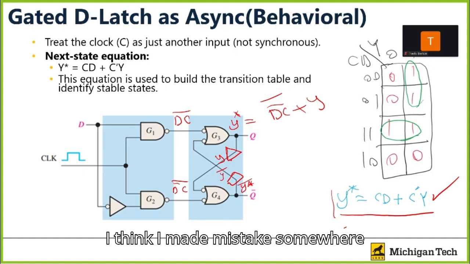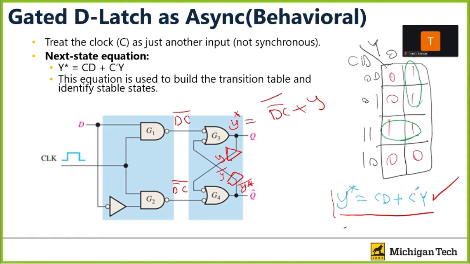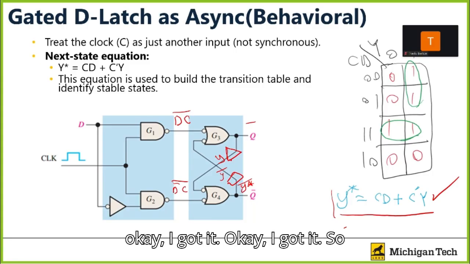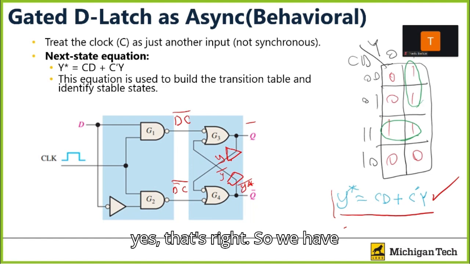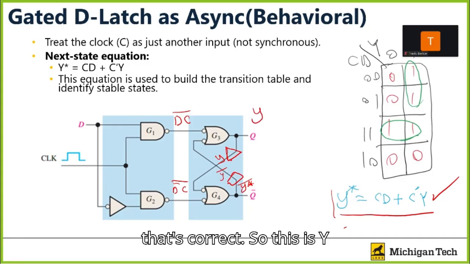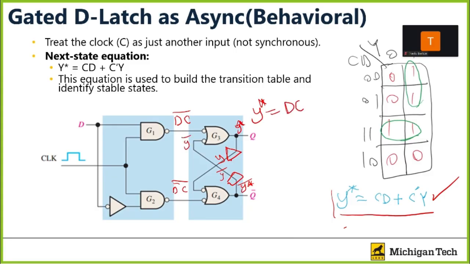So I think I made a mistake somewhere. Let's write that again. So here we have DC. Here we have, oh, okay, I got it. So yes, that's right. We have, because we need to replace it. Okay, that's correct. So this is y star is equal to y bar, DC bar plus y bar.